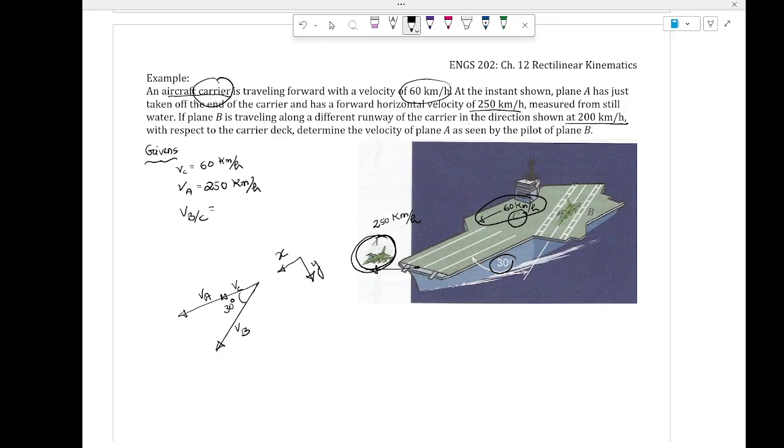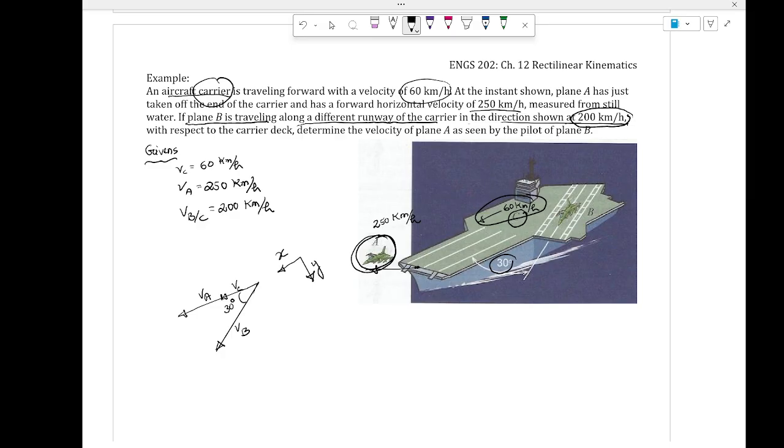VBC is given as 200 kilometer per hour. Okay. So again, let's try to focus on this thing here. So it says here, let's try to understand. If plane B is traveling along a different runway of the carrier in a direction of 200 kilometer per hour, that's what the catch is. Okay. So what does it mean?